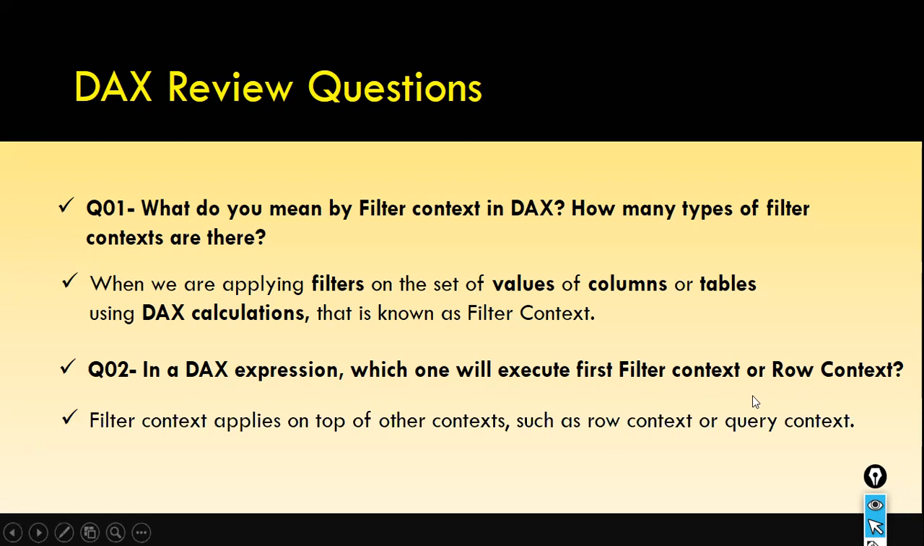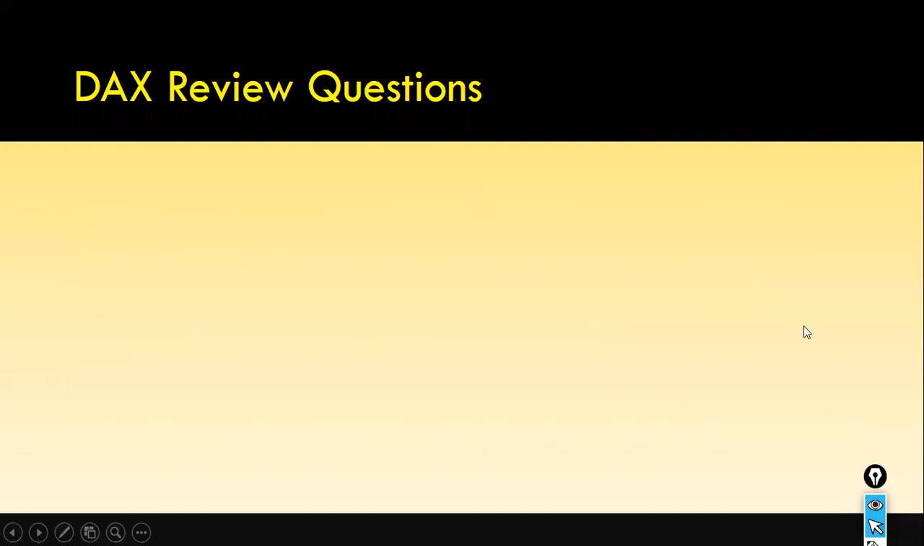In the PL 300 exam also, they ask this kind of question. Which one will it see before it evaluates your expression? First, it determines what type of context, whether row context or filter context, right? So in this case, what happens in the matrix? First, it applies the filter context on top of other contexts such as row context or query context, right? So the filter context will get executed first.